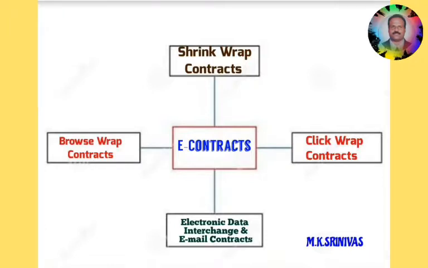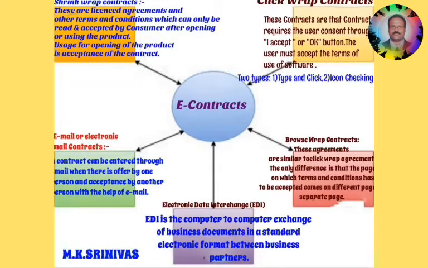Now, so far as shrink wrap contracts are concerned, it is a place where licensed agreements and other terms and conditions can only be read and accepted by the consumer after opening or using the product. Usage or opening of the product is acceptance of the contract. Example: opening any software purchased online is deemed to be acceptance of the contract. Now, I will come up with the explanations of these 5 types of contracts. That is basically a very important one.